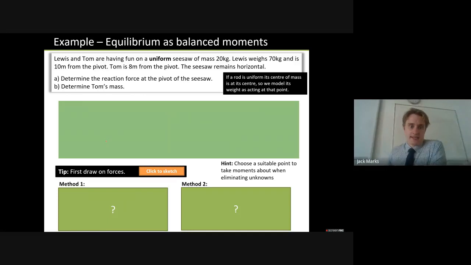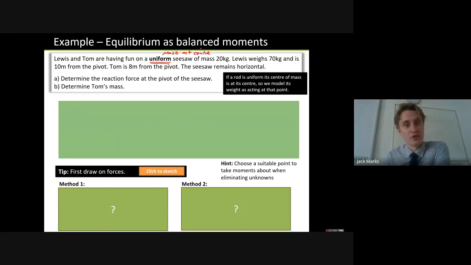Here's our example then, and this is really, really common that there's something in words and there's no picture. So you have to be able to turn words into pictures. There's no way around it. You have to practice until you can do this confidently. Lewis and Tom are having fun on a uniform seesaw. Uniform means its mass is concentrated at the center. You will see this on the diagram in a moment. It means I will draw its weight symmetrically, it's right in the middle. In the next section, we talk about things that are not uniform, which tends to be a bit more difficult. So this one is uniform.